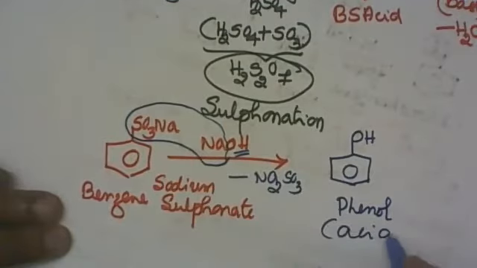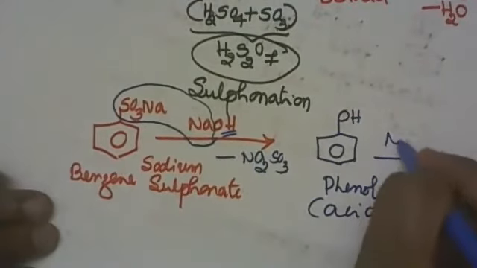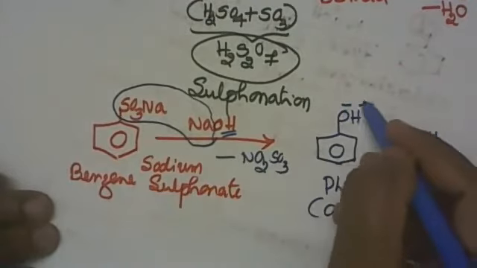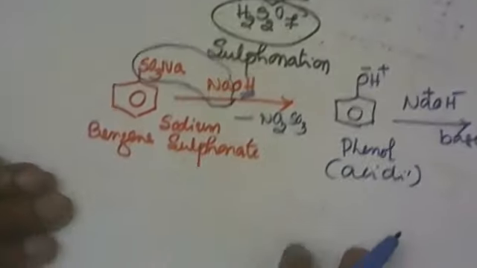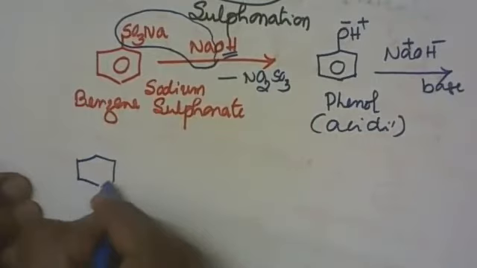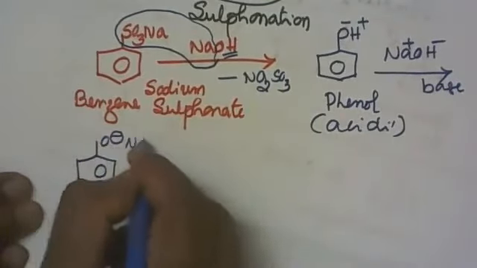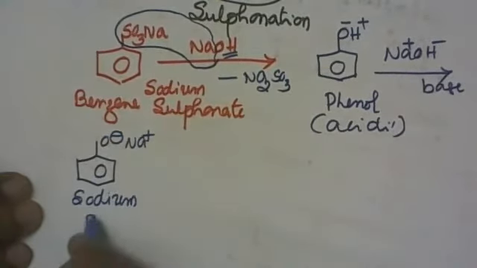Again, there is a problem. This phenol is acidic in nature. It can react with sodium hydroxide again to give salt. You know that O minus H plus. Acidic in nature, it can react with the base. So sodium hydroxide is the base. It will react to give the sodium salt of phenol. This is called sodium phenoxide.